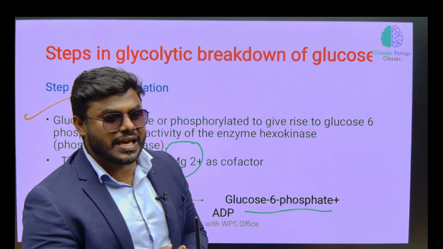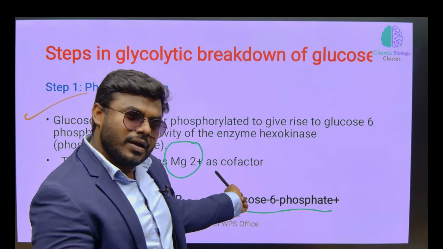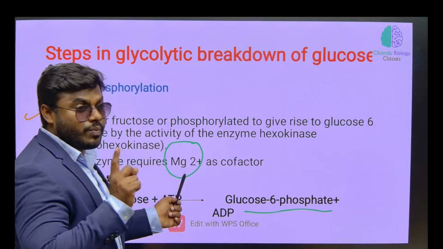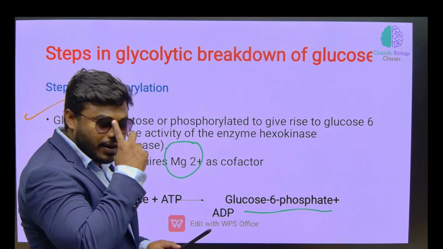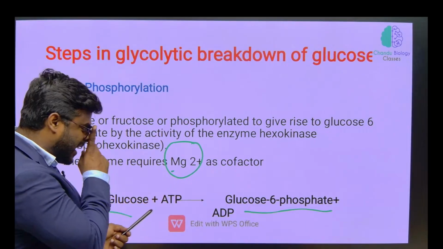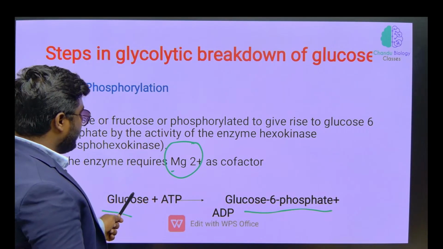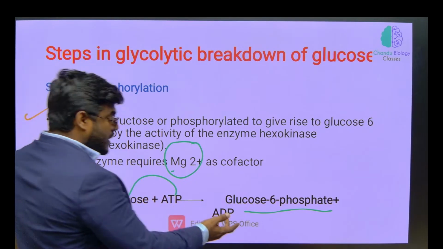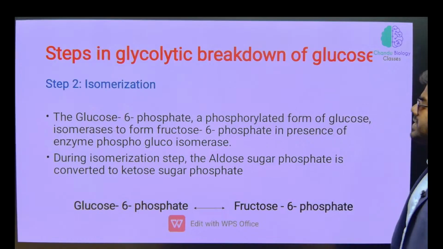DNA polymerase enzyme, that also required. You remember chlorophyll. Chlorophyll also required magnesium. So magnesium is one of the major cofactors, even in the plant also, even in the animal also. Very important it is. So what happened here? This phosphate group is added to the 6th carbon of the glucose, so converted to glucose 6-phosphate.